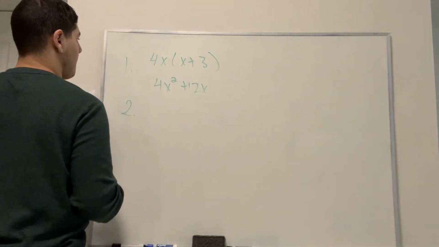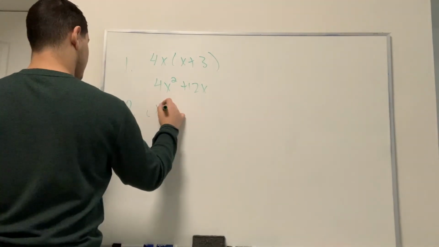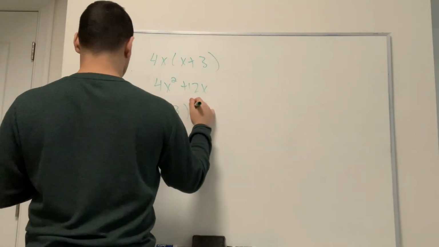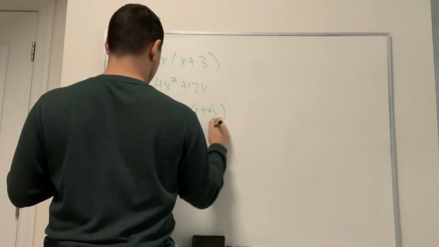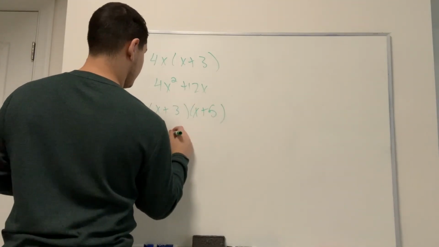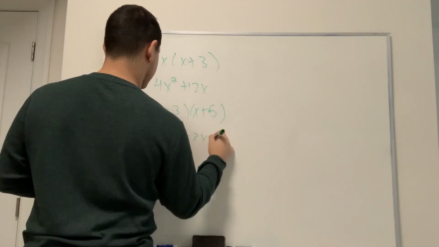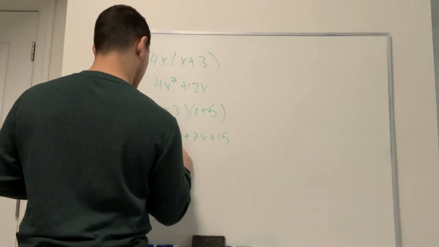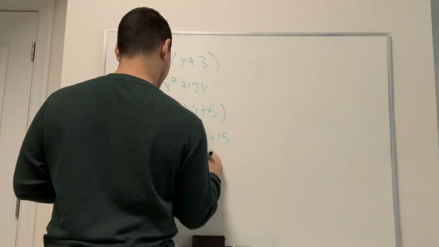Number 2, you have x plus 3 times x plus 5. That expands to x squared plus 5x plus 3x plus 15, which is x squared plus 8x plus 15.